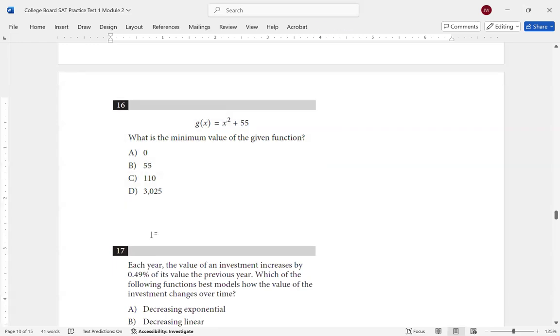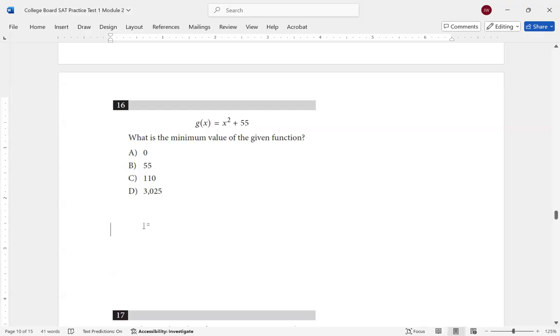Let's do problem number 16. What is the minimum value of the given function? Now, there's a couple of ways you can interpret this or understand this problem. If you want, you can see that this is a quadratic equation, so you can find the vertex of this quadratic equation. The vertex is going to be the minimum value.